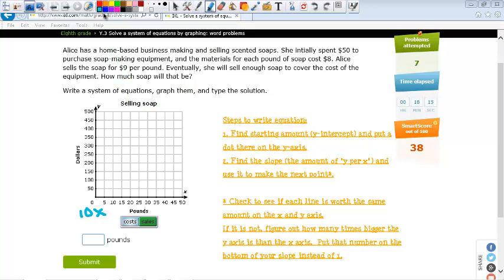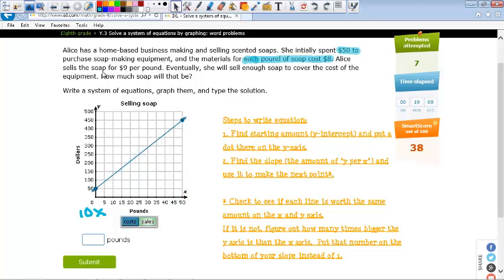And looks like we have a soap making business, and Alice, originally she starts out by spending $50. That's how much she pays right up front, and the soap costs $8 per pound, the amount of dollars per pound, Y per X. So Alice starts at 50 for her costs, and her slope would be up 8 over 10 because the y-axis is 10 times bigger.